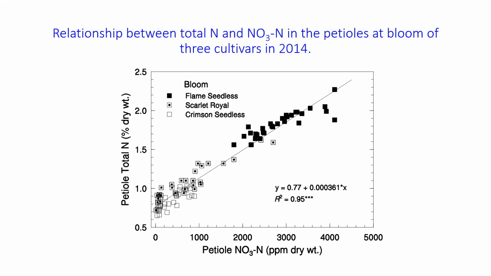So some people ask whether they should look at total N or they should look at petiole nitrate. And we compared petiole total N, which is this vertical axis, to petiole nitrate N on this horizontal axis for several different table grape varieties, and found in general they're pretty well correlated.